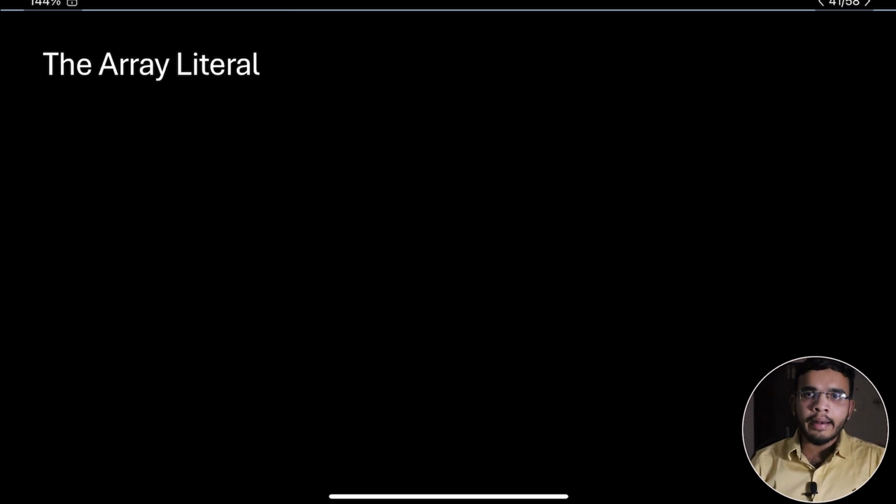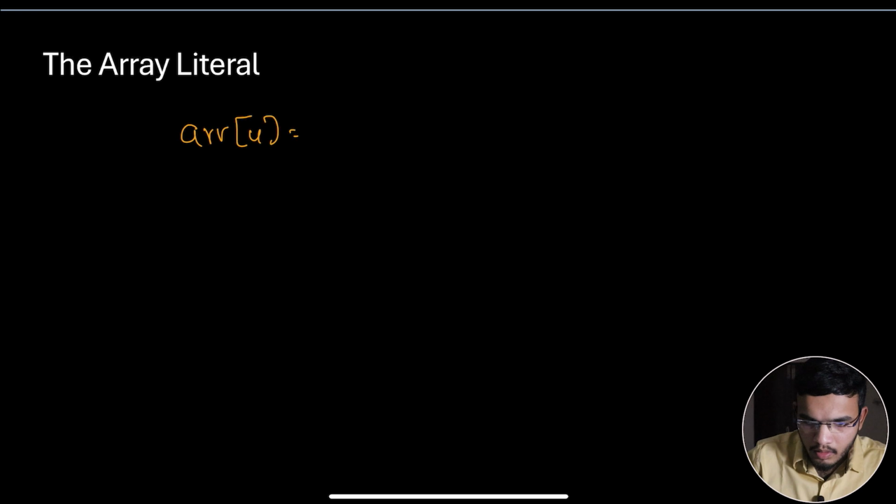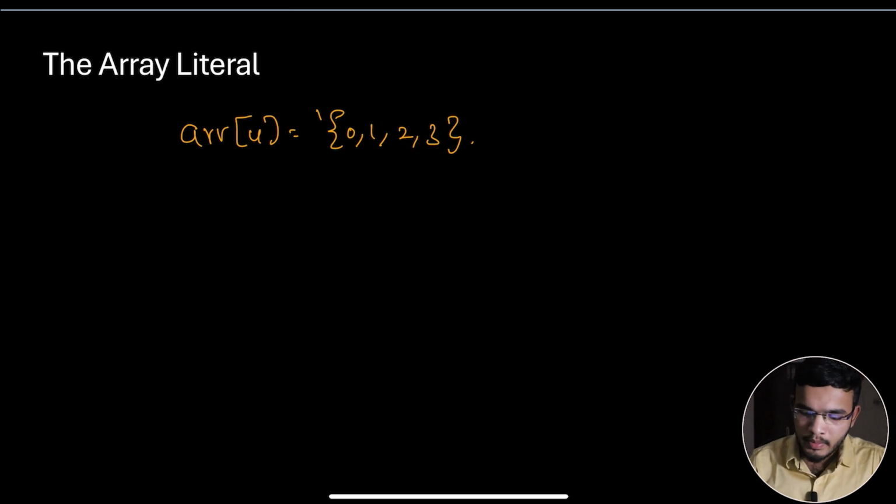The next one is array literals. So the arrays are typically initialized as something like this. If you want to initialize a four element array, you will just mention it like this. And you can also mention the range like this.